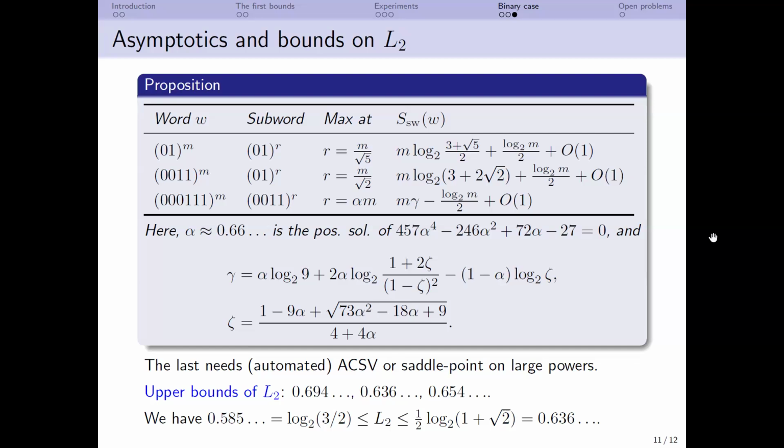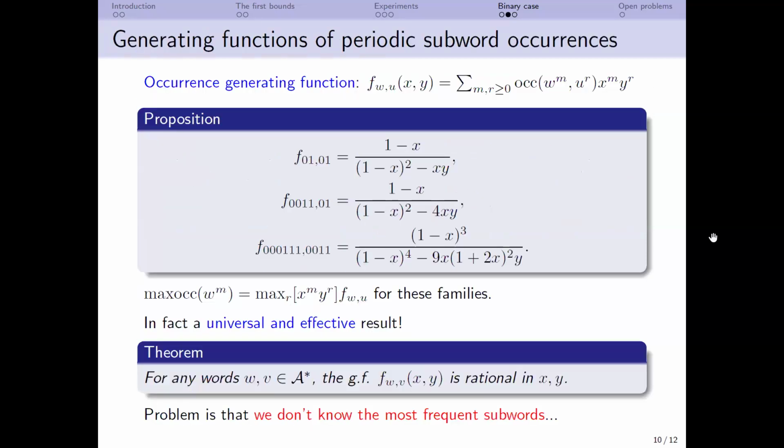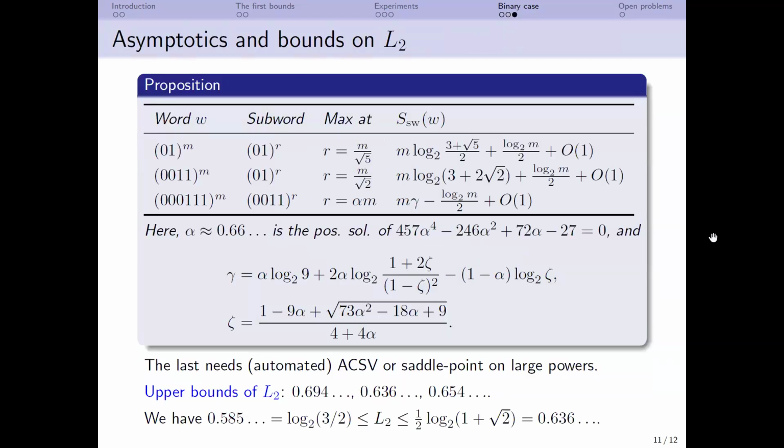So either we do automatic analytic combinatorics in several variables, which has been done in SageMath. We just put the rational function in it, and it spits out the results automatically. Or in this case, because the generating function here is still relatively simple, we can do saddle point estimation on large powers. And that's what we obtain.